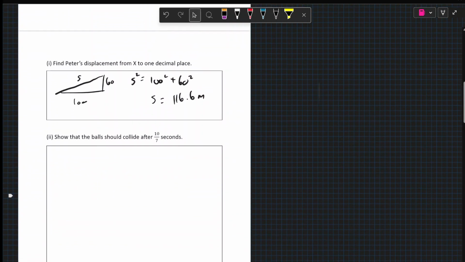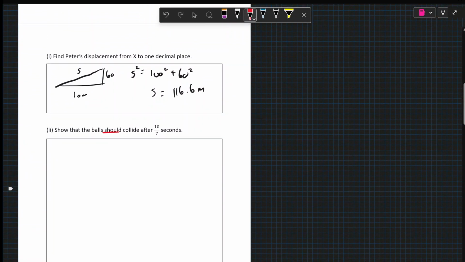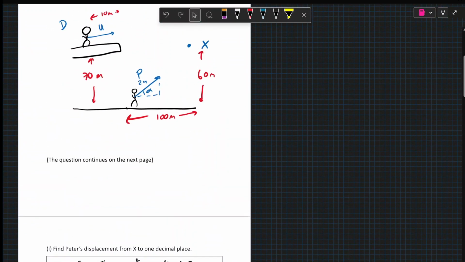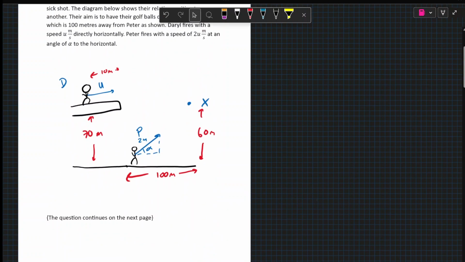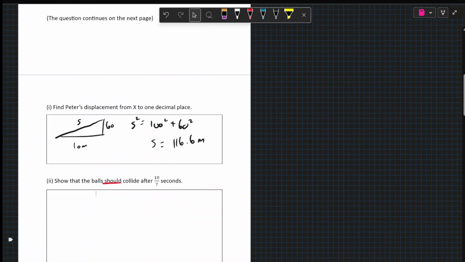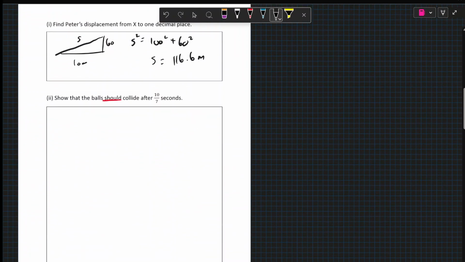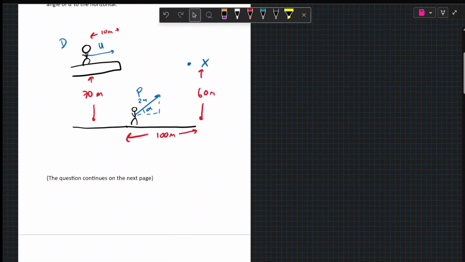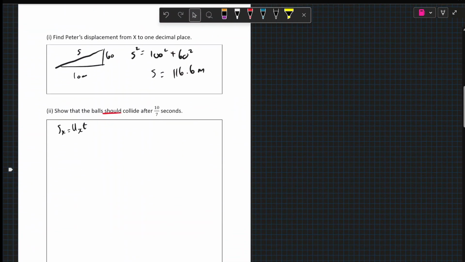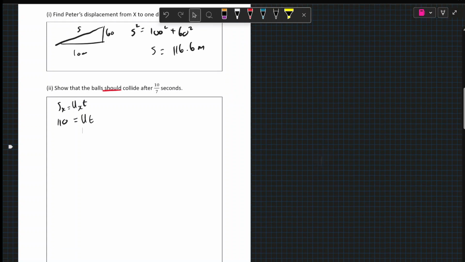Now, show that the balls should collide after 10 over 7 seconds. Now, I include the word should here because it's a part of the question that doesn't actually make too much sense. So, the simplest one is to just check Daryl. Now, his shot is directly horizontal. So, we can use the fact that Sx equals Ux times t. Now, the distance he has to travel is 100 plus 10, which is 110. So 110 equals Ux, which is just U times T. So we might need that later.